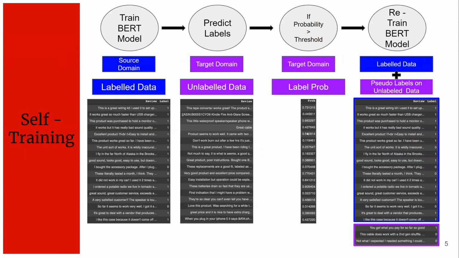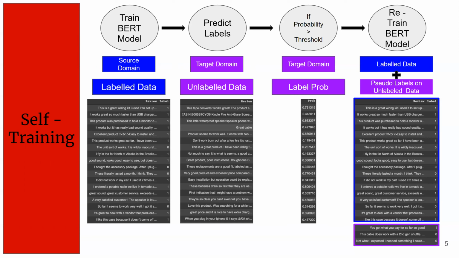So the semi-supervised learning methods that we use, the first of them is self-training. And the general algorithm for self-training is that you first train the BERT model on the source domain's labeled data. You then predict the labels on the target domain, which has unlabeled data. Using the predictions that you get, you check if their probability is greater than some threshold. And if so, you choose them and you add them to your labeled data set, almost giving them pseudo labels.